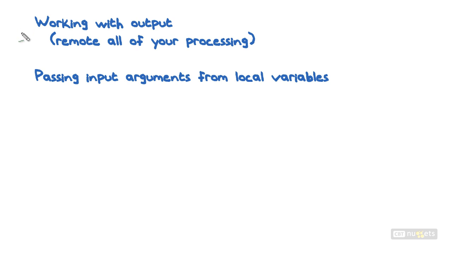So there you are. Working with output is really a key thing when you get into remoting. You're going to want to make sure you remote as much of your processing as possible so that whatever comes back from the remote computer is pretty much in its final form in terms of the content of the data, and you don't have to manipulate the objects that come back because you'll be really limited in the manipulation that you can do. I also showed you how to pass input arguments from local variables off to the remote computers so that you can collect information on the local computer and then use that to drive what the remote computers are doing.